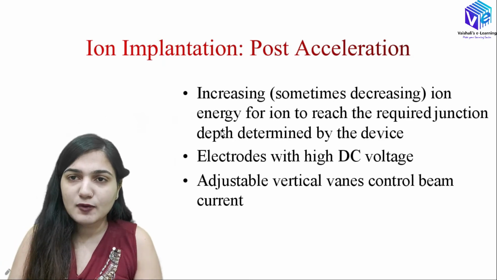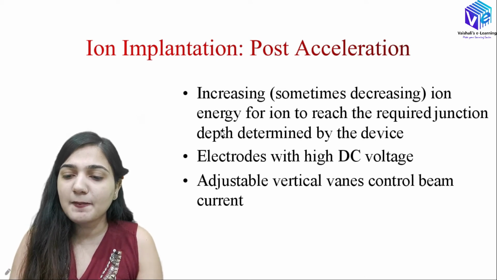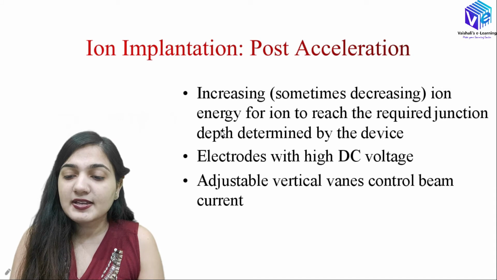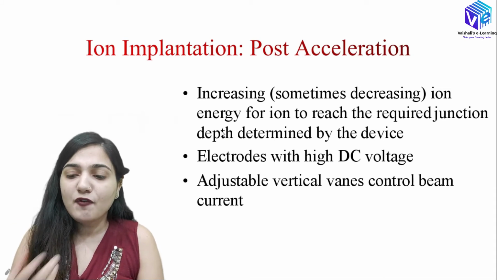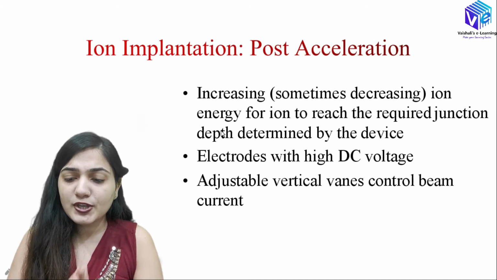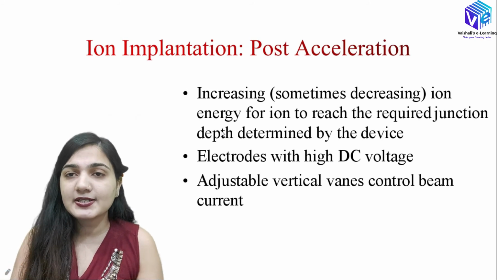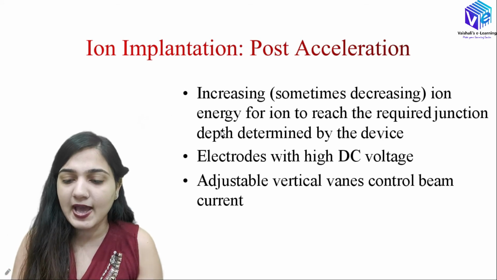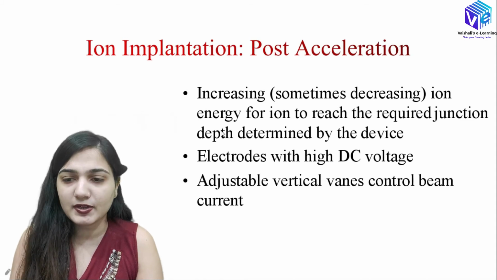Okay, now coming to the post acceleration. Now I have ions which are moving towards the wafer, but I require high energy ions. For that I am supplying some energy to these ions. And how am I supplying the energy? With the help of some DC voltage. So we are increasing ion energy for the ion to reach the required junction depth inside the wafer for the determined device. Electrodes with high DC voltages are used to provide the high electric field and high DC bias. The higher the DC bias, the more ion energy the ions will have. We use adjustable vertical vanes, which control the beam current as well.